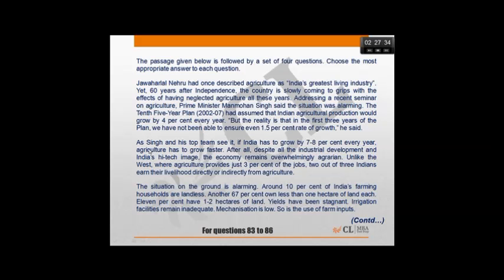Okay, 83 to 86, Jawaharlal Nehru, RC passage. What is this all about? Agriculture, living industry. Okay, as Singh sees it.